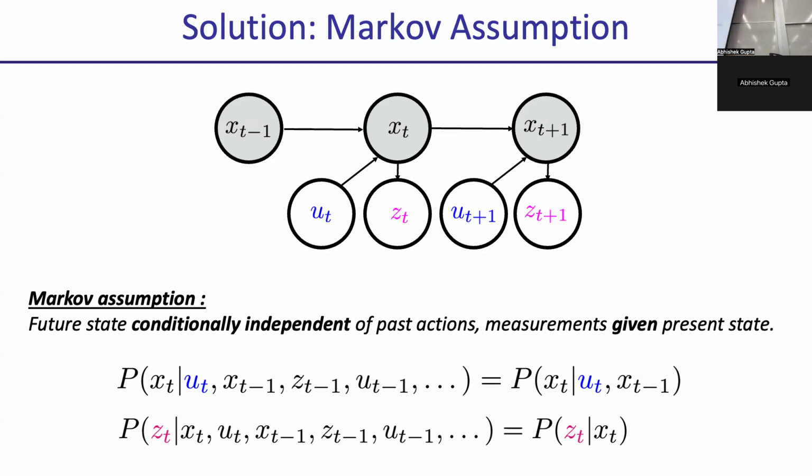And the measurement only depends on the current state. Again, the current state is not known, but the measurement only depends on the current state. A lot of this requires you to define carefully what your state is so that things are Markov. But in many problems it's quite easy to do. These assumptions are not that unreasonable.